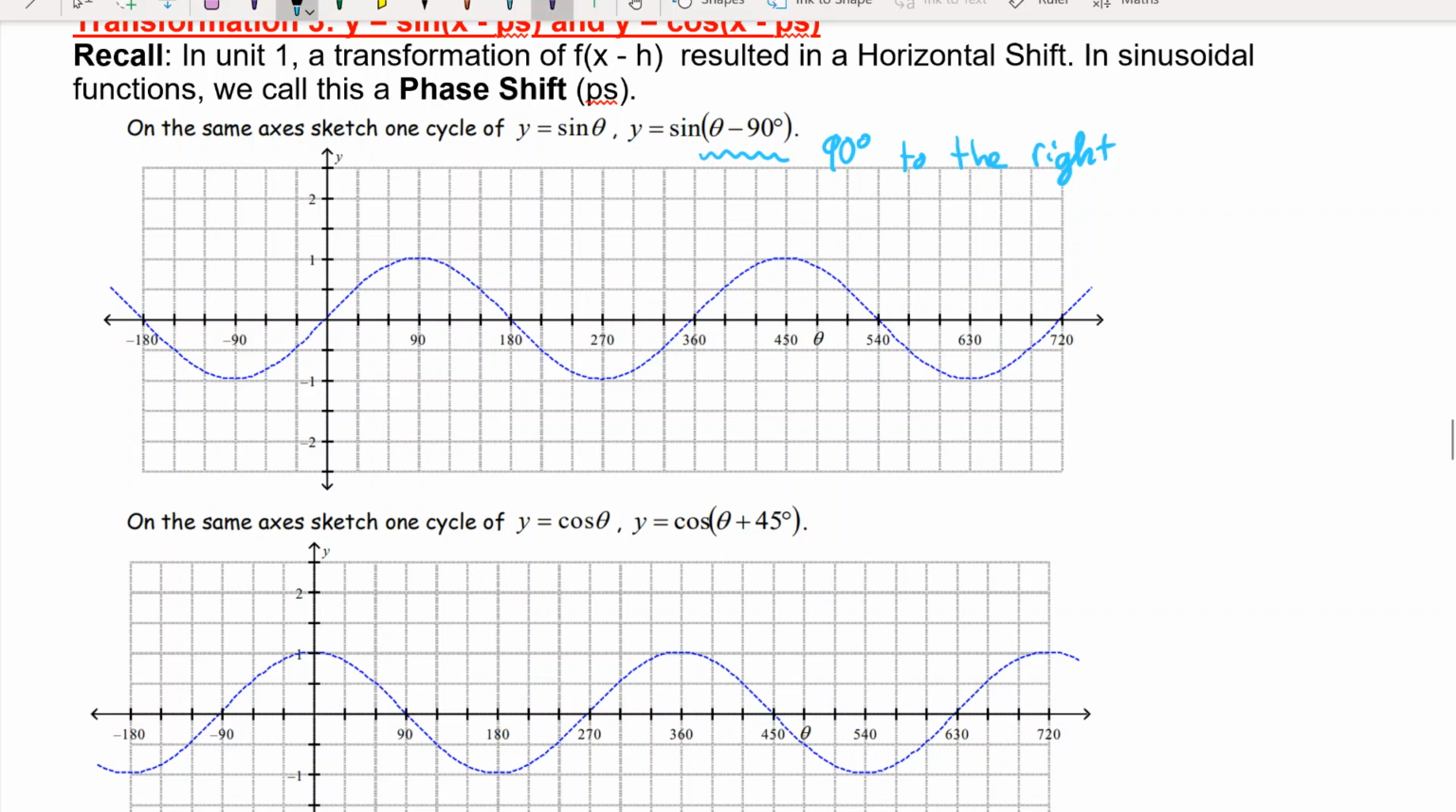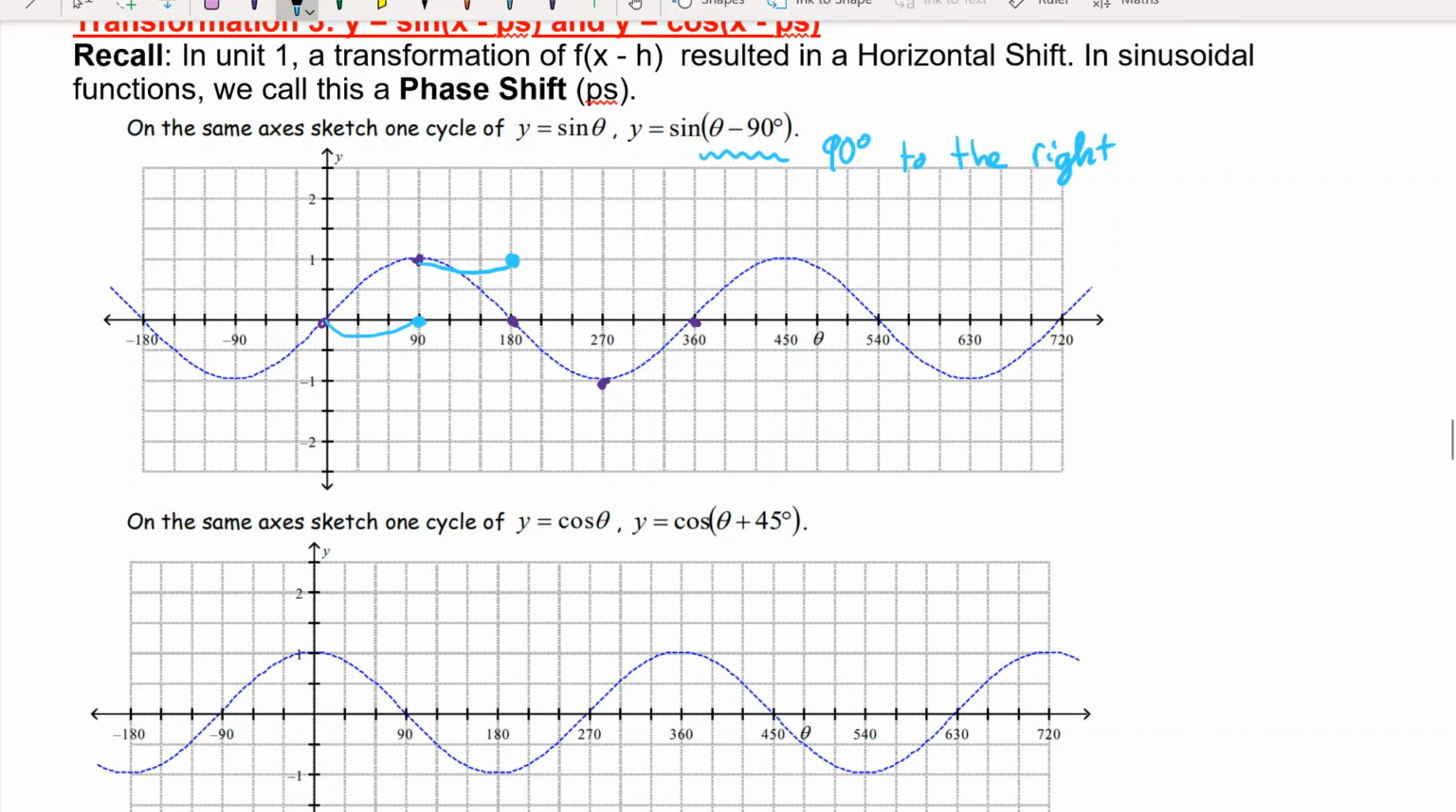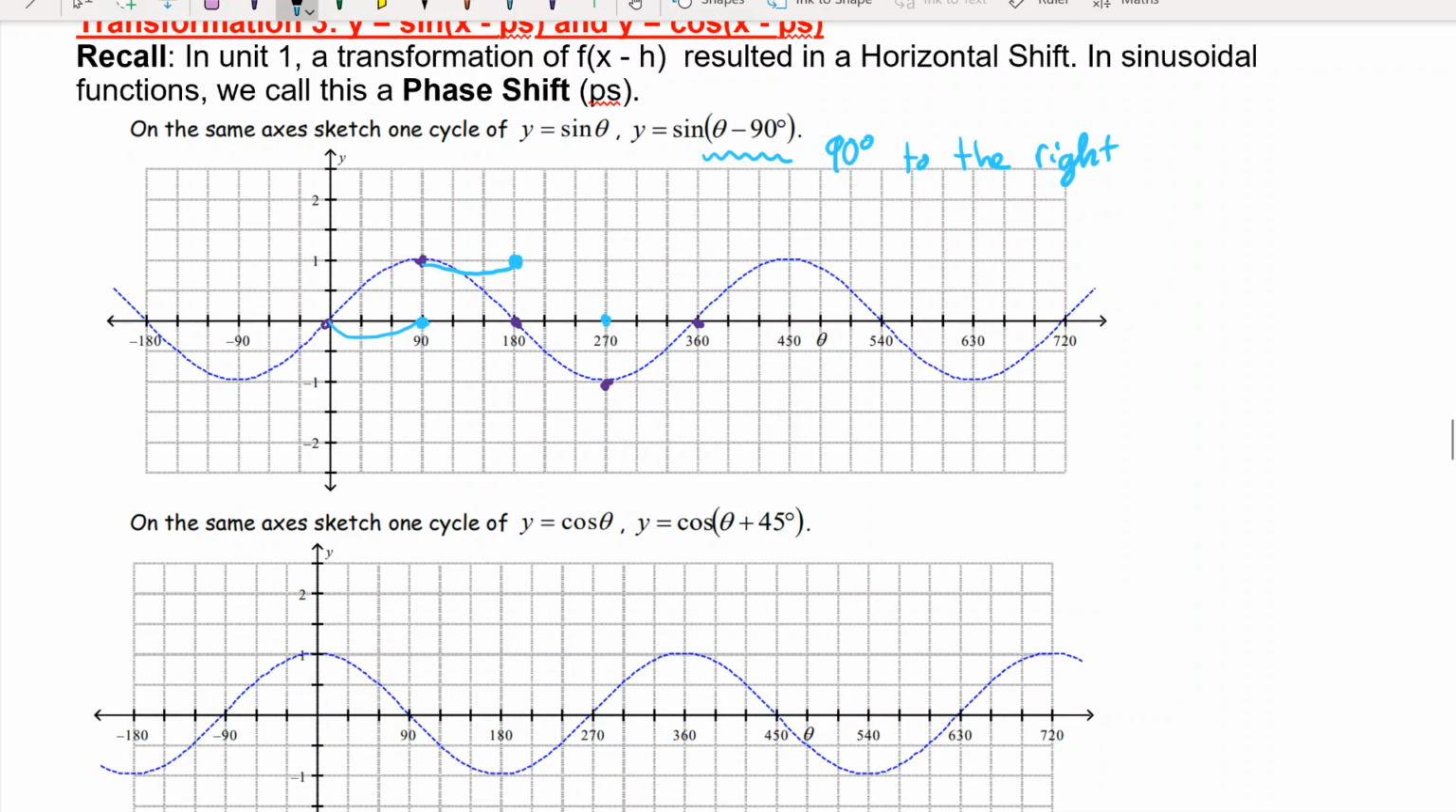So here we're starting with our 5 main points, and we're just going to move all of them 90 degrees to the right. In this case, every square is 30 degrees because 3 squares is 90 degrees. That means I'm going to take each one of these points and move them 3 squares to the right. This one got moved 3 squares to the right, this one's getting moved 3 squares to the right, and all of them are just getting moved 3 squares to the right.